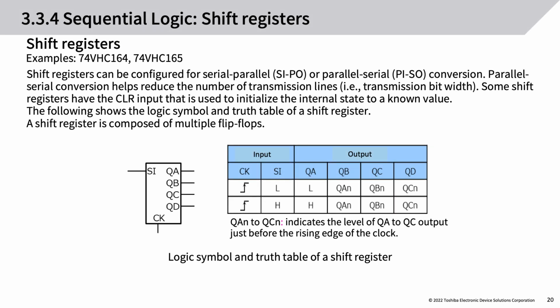Sequential logic, shift registers. Shift registers can be configured for serial-in, parallel-out (SI/PO) or parallel-in, serial-out (PI/SO) conversion. Parallel-serial conversion helps reduce the number of transmission lines, that is, transmission bit width. Some shift registers have the CLR input that is used to initialize the internal state to a known value. The following shows the logic symbol and truth table of a shift register. A shift register is composed of multiple flip-flops.